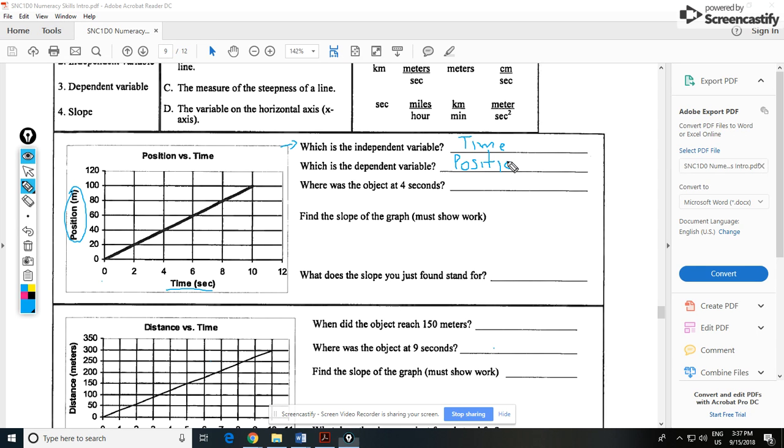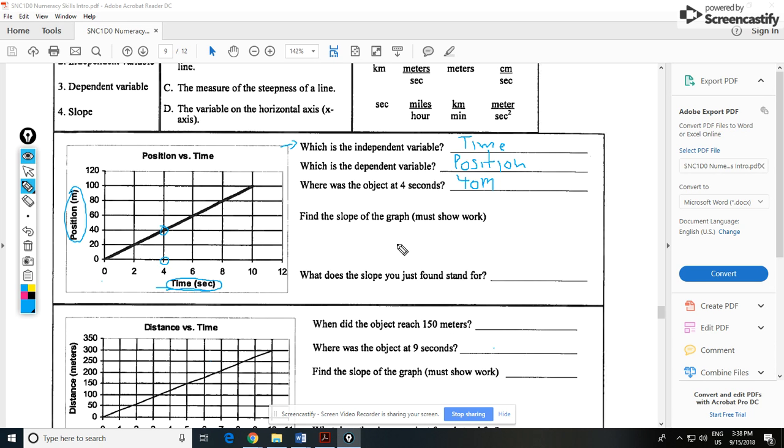And then we ask you a question about how to analyze a graph. So where is the object at 4 seconds? We're asking you at 4 seconds, find that on the x-axis. Here's 4 seconds. At what position is the object? So you go up until you find your line here. And we see that it's at 40 meters. And make sure you put that unit. You can't just say 40. You have to put the unit in there, 40 meters.